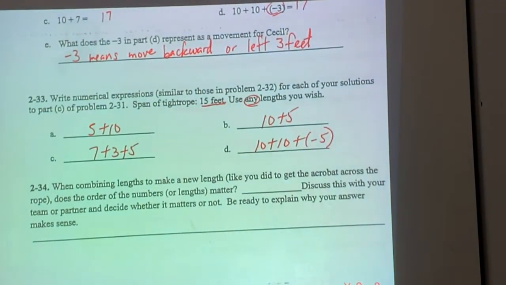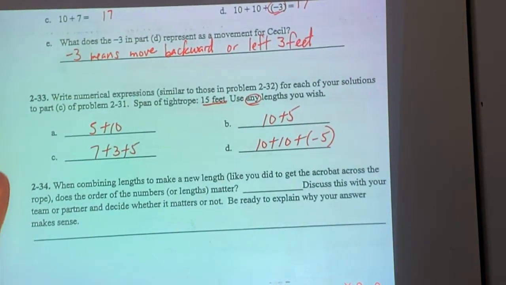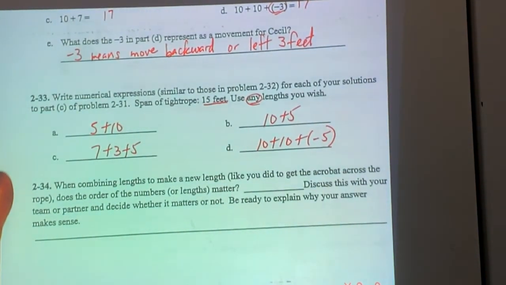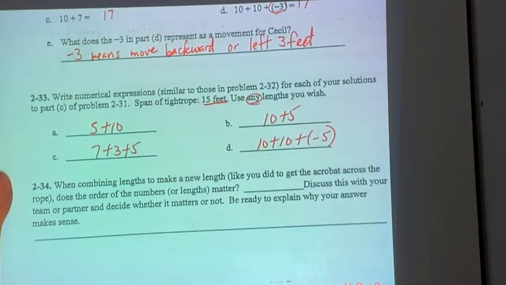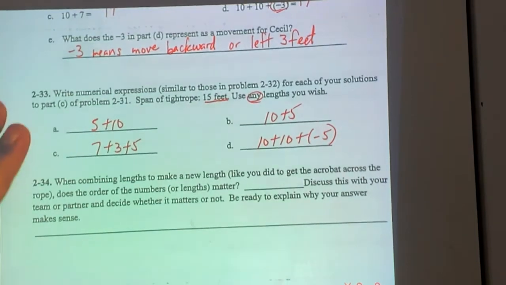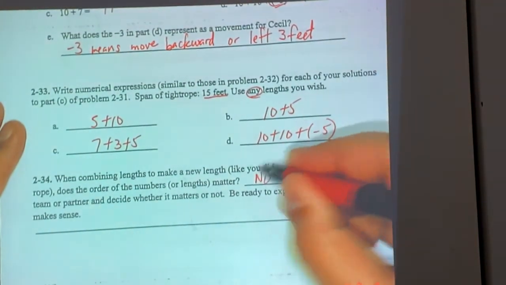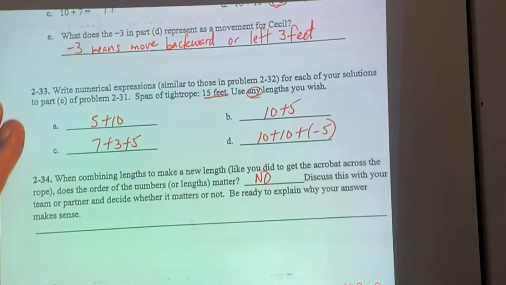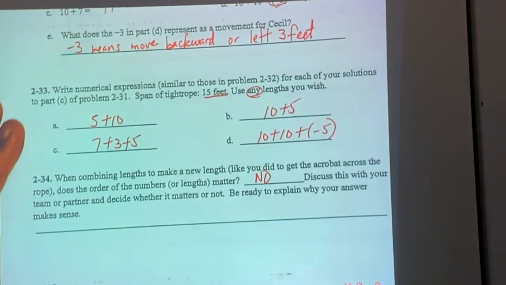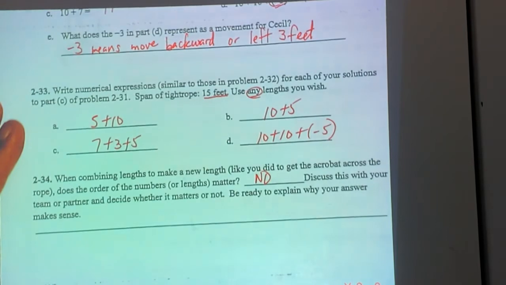When combining lengths to make a new length like you did to get the acrobat across the rope, does the order of the numbers or lengths matter? No. Because look, I put 5 plus 10 and over here I put 10 plus 5. So the order doesn't matter. Okay, discuss this with your team or partner and decide whether it matters or not.